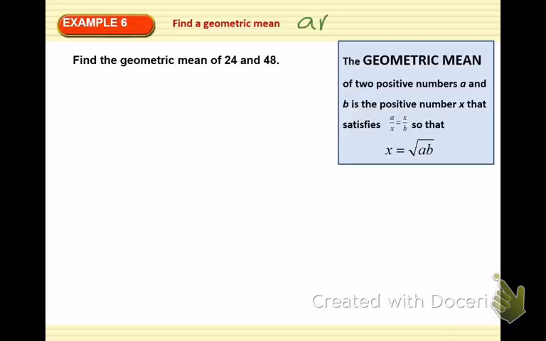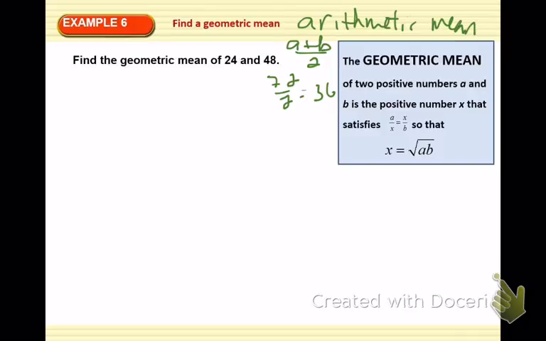The arithmetic mean is just the mean that you've always known. Right? Arithmetic mean is you add the numbers and divide by 2. So if we were to add 24 and 48, we'd get 72, and divided by 2, you get 36. The geometric mean is different. It's not the middle number necessarily between 24 and 48.